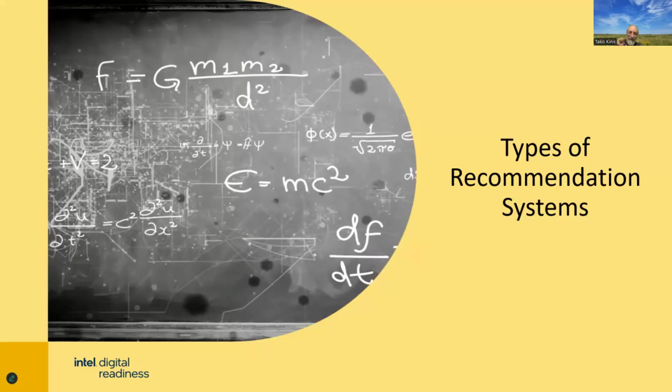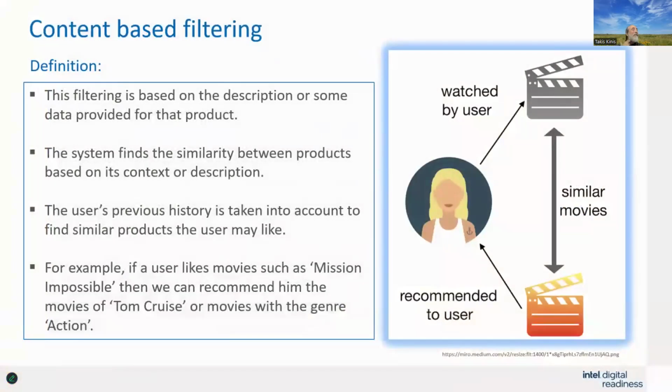All right. Let's move forward and take a look at some types of recommendation systems. We're looking at factorization and SVD and what those mean, and we sort of get the picture of it. But there are 2 different types of recommendation systems. One is content-based filtering. Let's look at the definition. This is based on the description or some data provided for that product. It finds a similarity between products based on its content or context or description. The user's previous history is taken into account to find similar products the user may like.